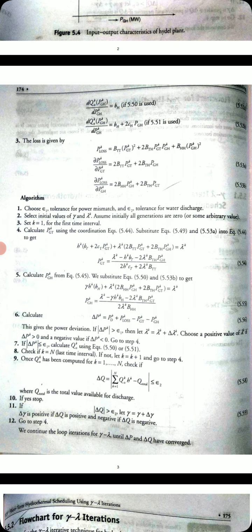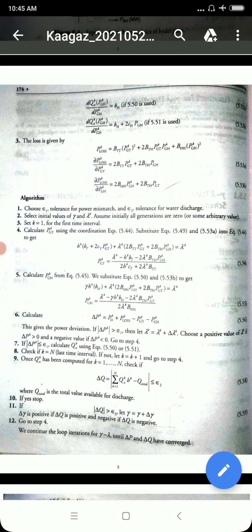If the delta PK is greater than the tolerance limit we assumed, then we need to go for lambda is equal to lambda plus the delta lambda. It is the same iterative method you know now. In every iterative method we need to update the values. Choose a positive value of delta if the power mismatch is greater than 0. If the power mismatch is less than 0, meaning negative, we need to go to step 4 once again and check for the tolerance limit.